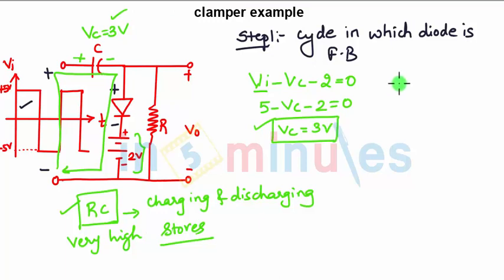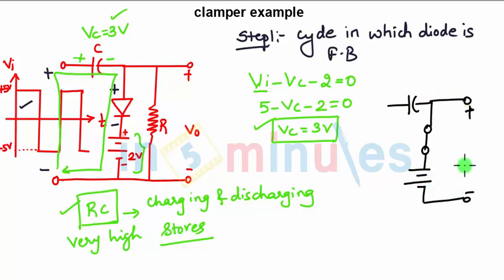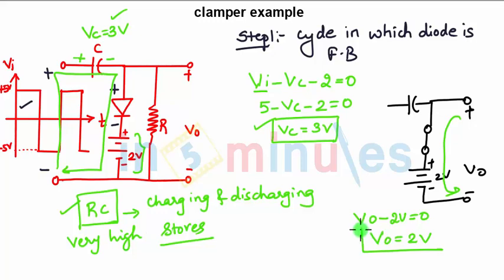Similarly, we can find the output. Since the diode is short circuited, the circuit in the positive half cycle will have the capacitor, the diode shorted, then 2 volts connected here, and VO plus minus. So when you apply KVL over here, you will have VO minus 2 volts equals 0. So you will get the output voltage as 2 volts in the first positive half cycle when the diode is short circuited. This is the first step.